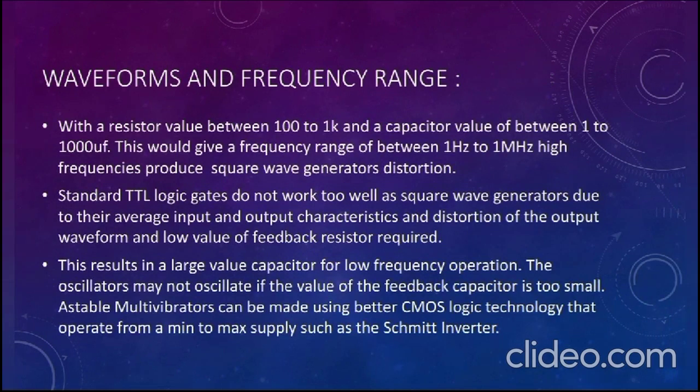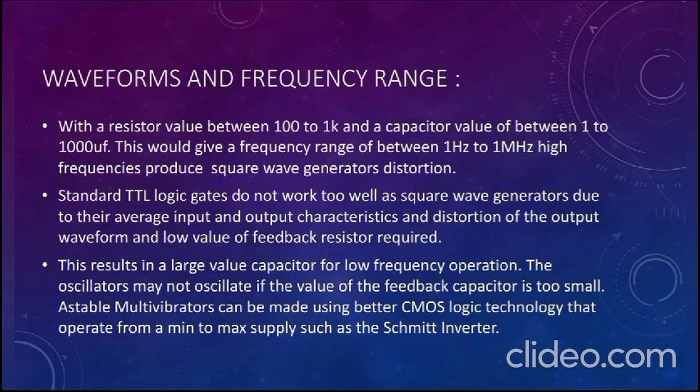Waveform and frequency ranges. With a resistor value between 100 to 1K and a capacitor value between 1 to 1000 microfarad, this would give a frequency range of between 1 Hz to 1 MHz. High frequency produces square wave generator distortions.